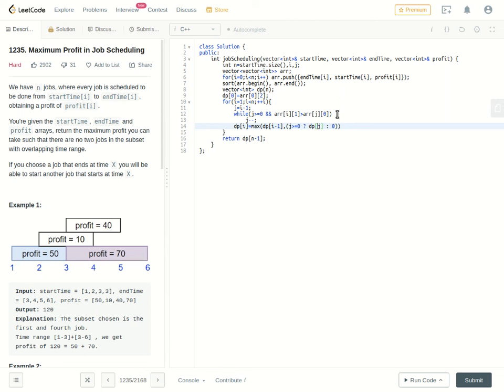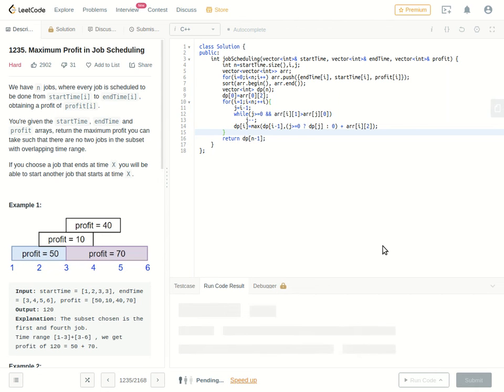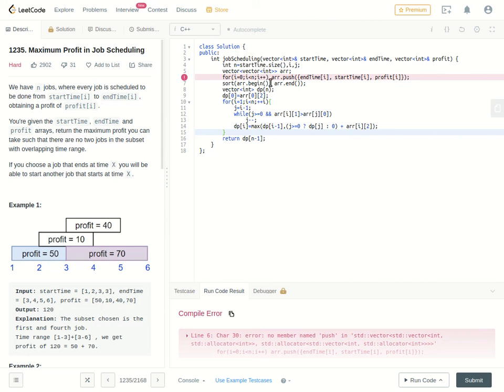So it will be the value of that dp, and we need to add the current profit, which will be array of i[2]. So in this way we keep filling the dp of i, and then we return the maximum. So this is the algorithm that we discussed, and I'll try to run the code. Vector of vector int. Okay, so let's look at the example.